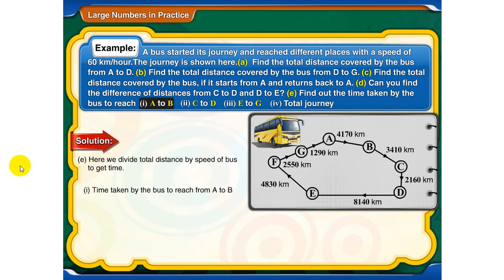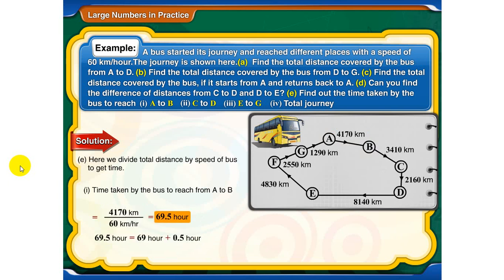1. Find out the time the bus takes to reach from point A to point B. For this, we divide the distance covered by the bus between A and B by the speed of the bus. That is, 4,170 divided by 60 km per hour. We get 69.5 hour.